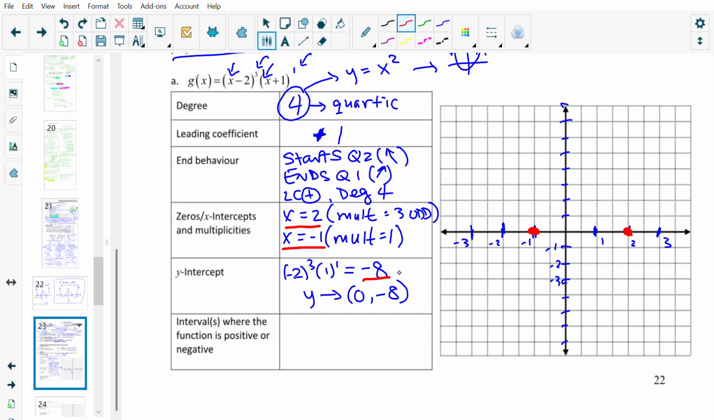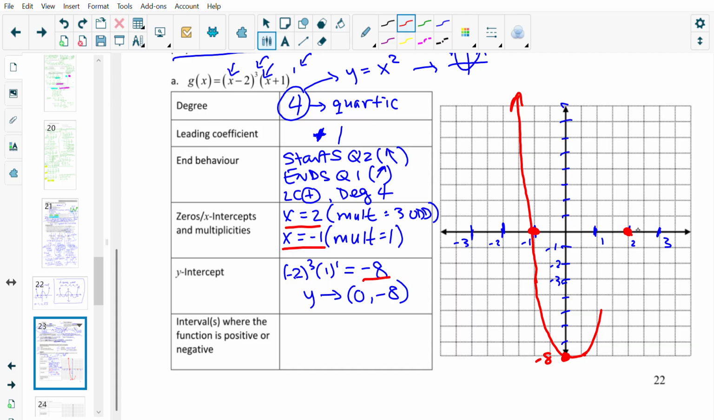We know it starts in quadrant 2. y-intercept of (0, -8), so -3, -4, -5, -6, -7, -8. Okay, so that's -8. So it starts in quadrant 2. Okay, that zero of -1 has a multiplicity of 1, so it's just going to go straight through, something like that. Okay, and then it's going to come up. Let me do a smooth curve here.